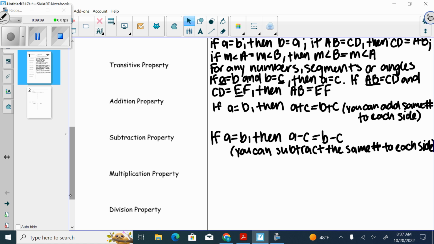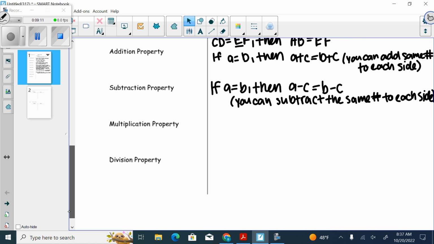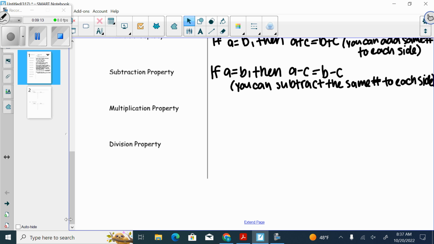And then our last two properties are our multiplication and division properties. Our multiplication property says if you know that A is equal to B, then I should be able to multiply both of those by the same number and them still be equal. So then I should be able to say A times C would equal B times C. You can multiply each side by the same number.